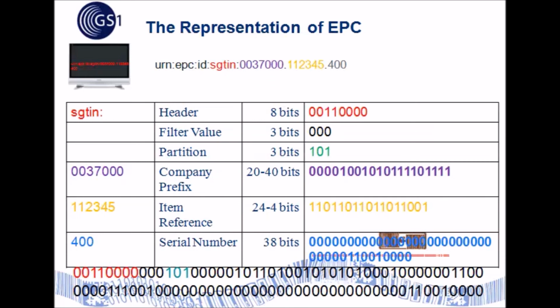Following will be the object class number. Here we call it item references. There will be 24 to, I think, 40 bits. I will check it again. For the object class number, and the last will be 38 bits for the serial number. So all the code will be represented as binary code to be transmitted wirelessly as the radio wave.